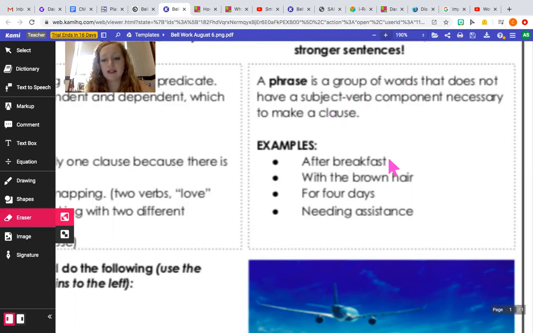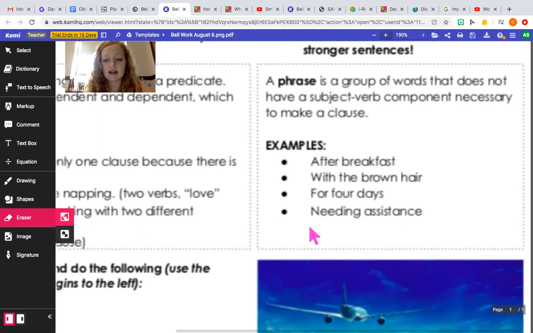So after breakfast could count as a subject because it has breakfast, which is a noun. With the brown hair, hair is a noun, so that could be counted as a subject. And for 4 days, and days is a noun, so that could be a subject. But none of those have verbs. So it's not a clause, it's just a phrase. Now, needing assistance is a verb phrase, but it doesn't have a noun to it, so it just has to stand by itself as a phrase.